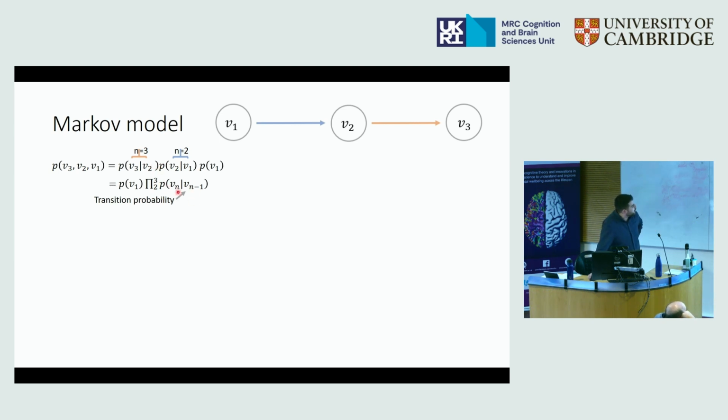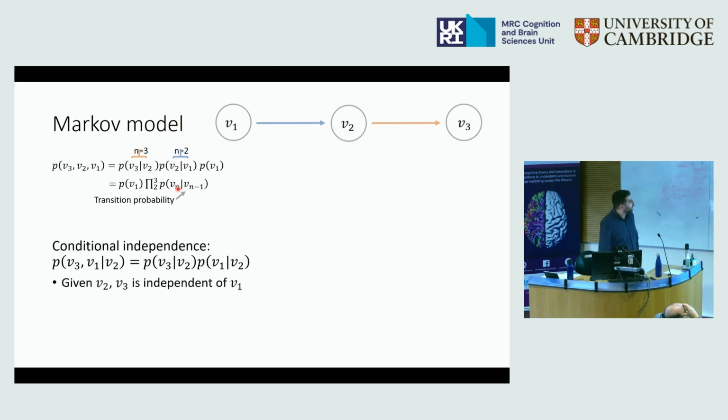And we can think of this term here as a transition probability, and that's going to define how our variable changes with successive time steps. Just to reiterate again, we've got this conditional independence going on. So we know that given v2, v1 is independent of v3 and vice versa.